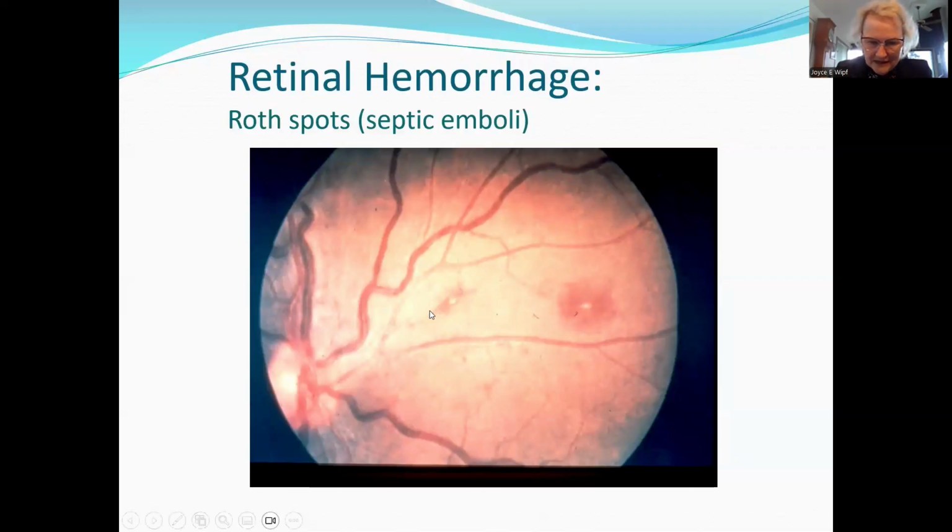Septic emboli, here's one, and it's usually circular, but here's another one that's a little bit more elongated. And there's usually a central whitish aspect, as part of the embolus. This would require a dilated exam, obviously, to see.